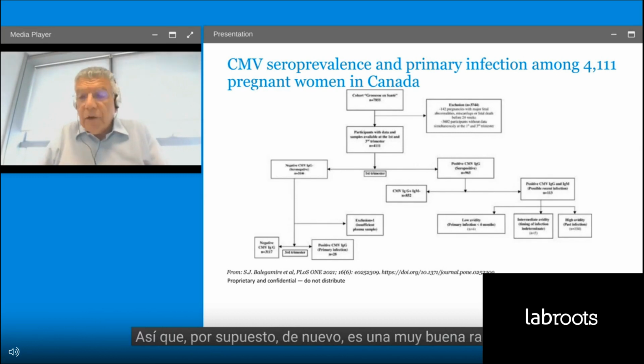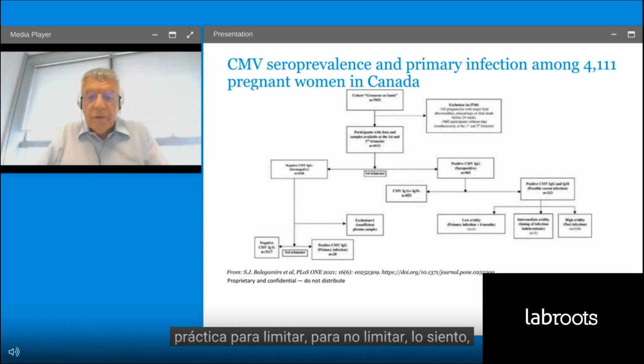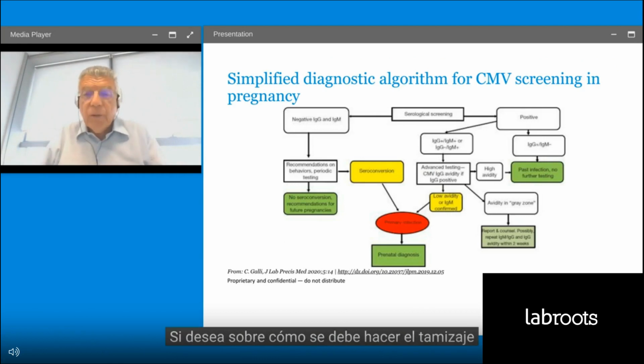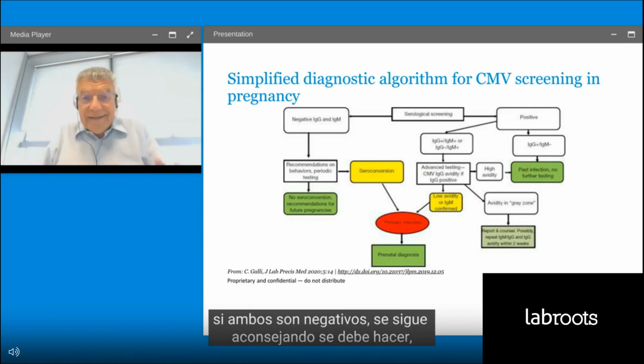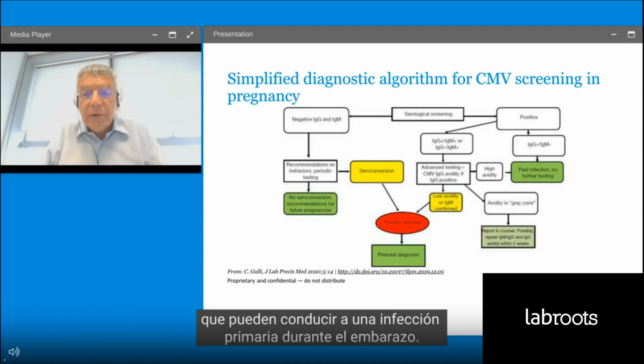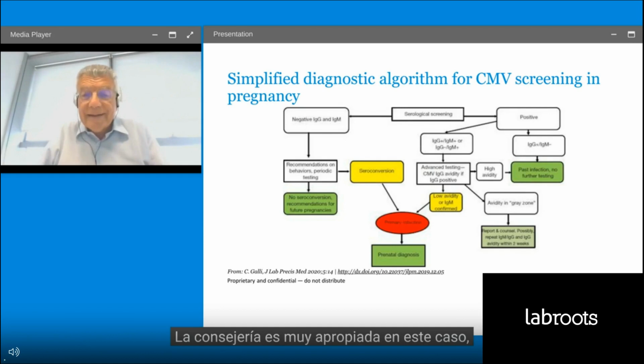So, of course, this is, again, a very good practical reason to not limit testing to IgM and IgG, but to carry on IgG avidity. And this is the schematic flow, if you wish, on how screening should be done or is currently done during pregnancy. So you start with both IgG and IgM. If both negative, there is still counseling to be done in order to avoid behaviors that may lead to a primary infection during pregnancy. So counseling is very appropriate in this case.